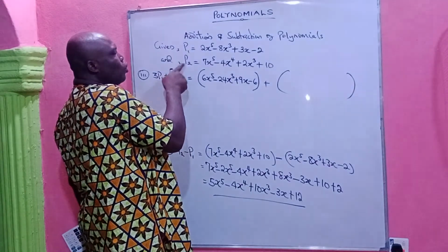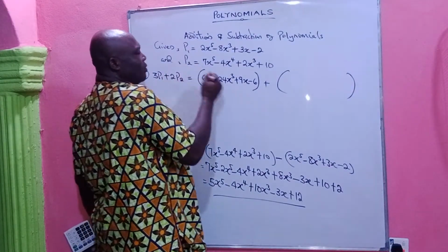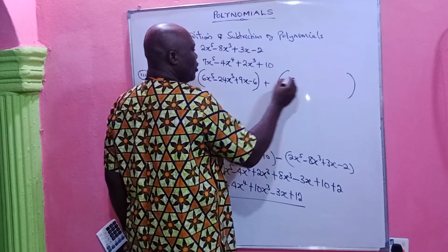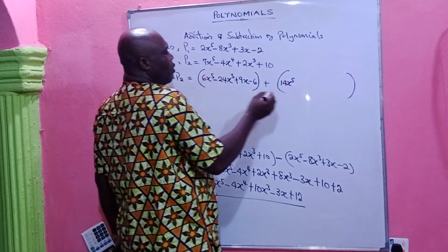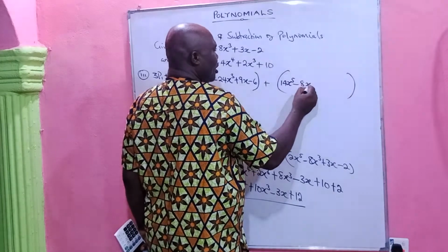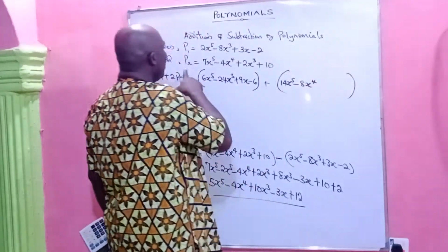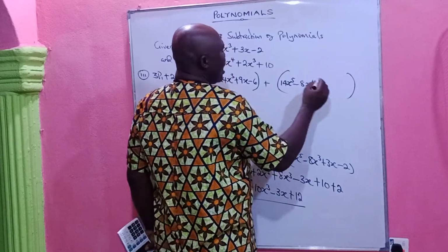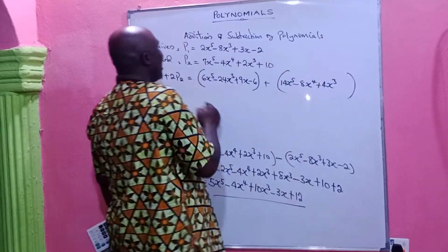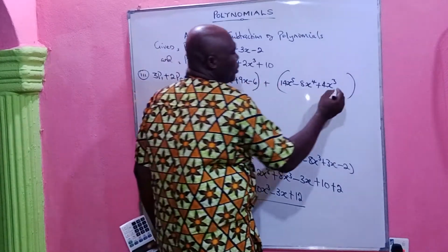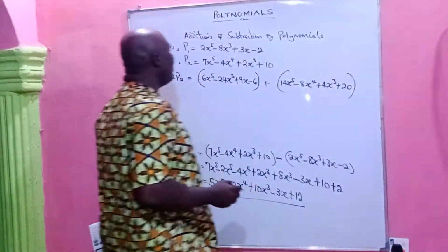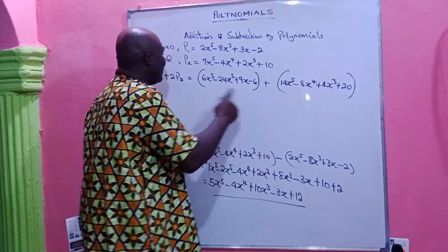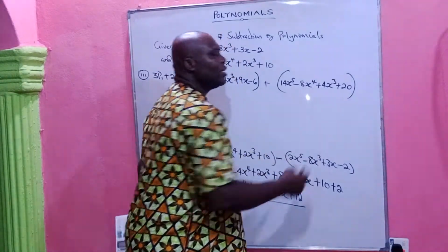So here we have 2p2. 2 times 7 will give us 14x raised to power 5. 2 times minus 4 will give us minus 8x raised to power 4. 2 times 2 will give us plus 4x raised to power 3. And then 2 times 10 will give us 20. So we've been able to bring out 3p1 plus 2p2. The whole of this is 3p1 and the whole of this is 2p2.